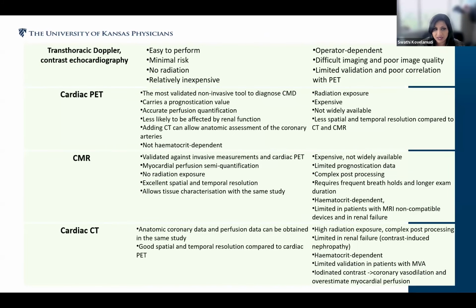In patients where cardiac PET is not an option, we can use CMR imaging, although this is more expensive, not as well validated, and it can be slightly harder for the patient themselves to tolerate because it requires a very long exam. You have to stay supine and still the entire time, and you have to frequently hold your breath for about 15 seconds at a time.